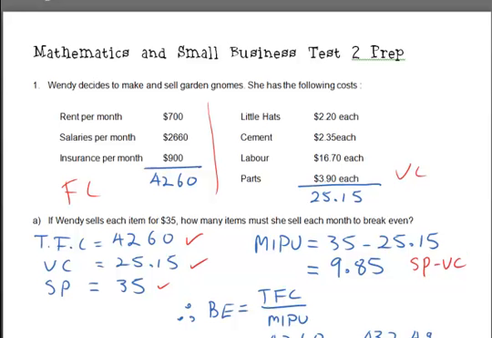Okay, we're looking at the test for the second part of Maths and Small Business. I'm just running through how you do the answers. First question is a break-even question.